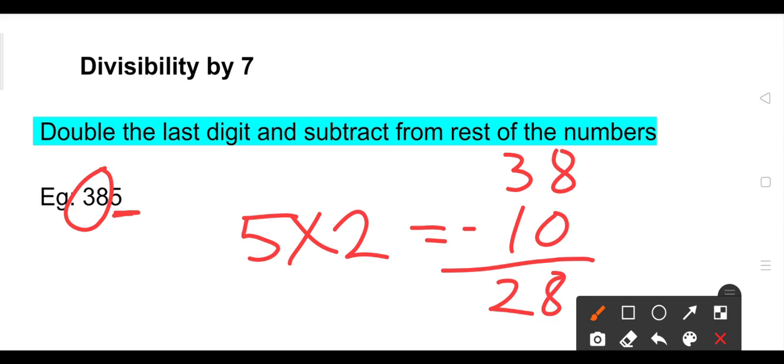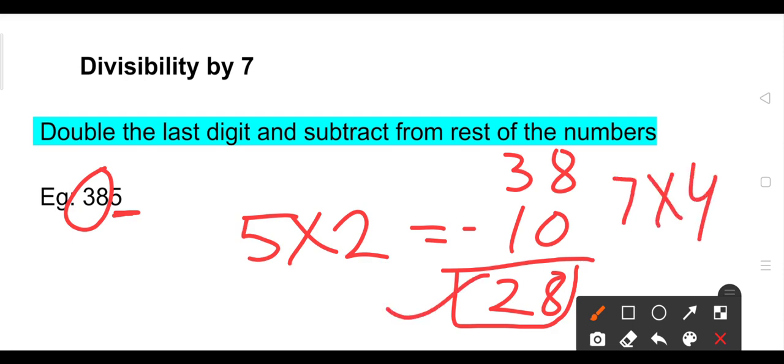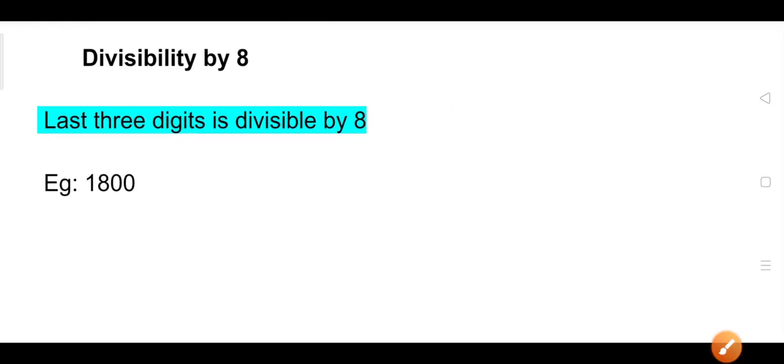Now you have to check whether this answer is divisible by 7 or not. Yes, 7 fours are 28. It means this number is divisible by 7. So if this is divisible by 7, this number 385 is also divisible by 7. I hope this is clear to you.